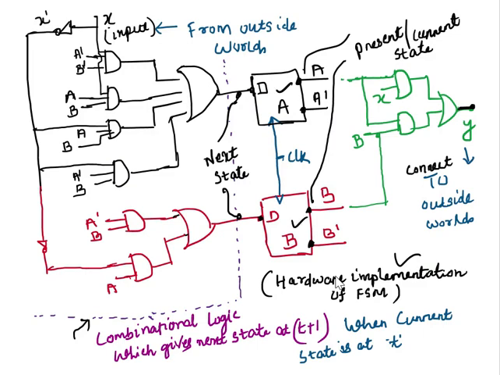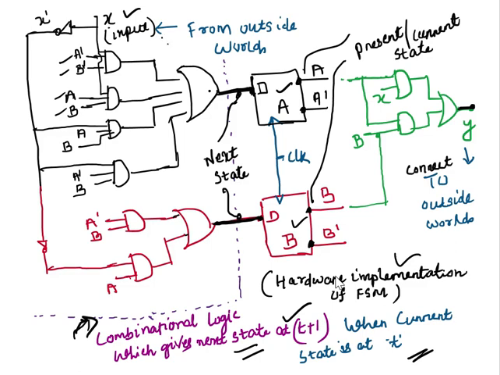A and B. The inputs to these flip flops are the next state. The next state is decided by this combinational logic. So this is my X input, then A dash, B dash, A, B, all these things are there. This is pure combinational logic, which gives the next state at t plus 1 when the current state is at t, and this is the output.